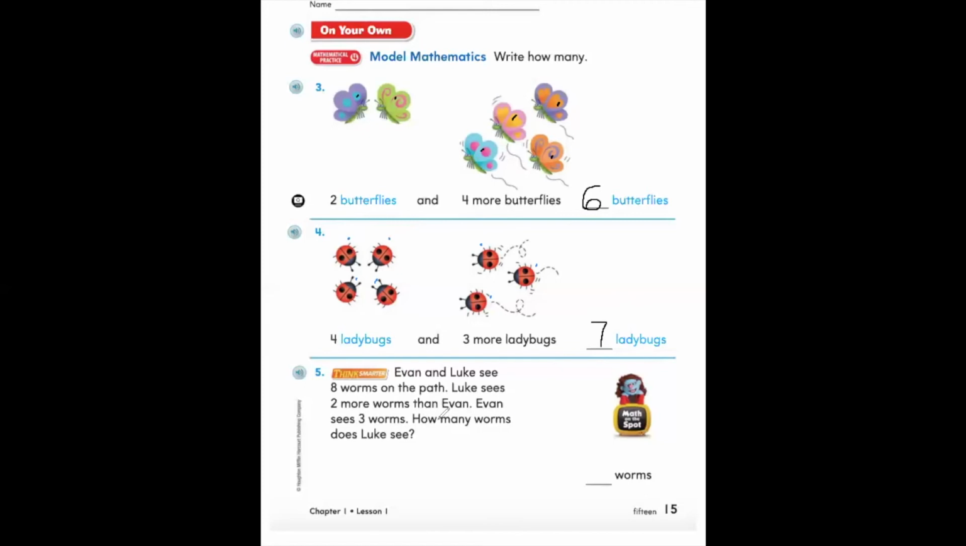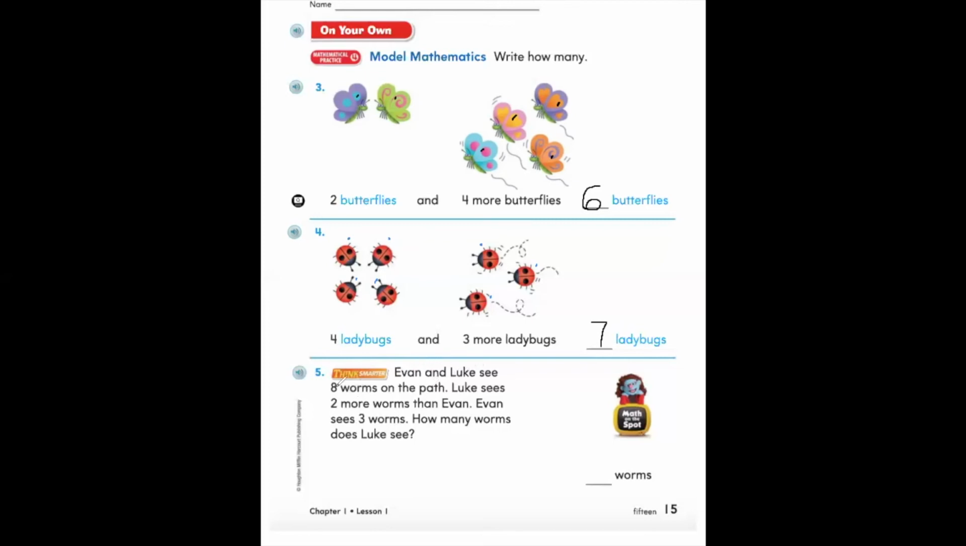Number 5. Number 5 is a word problem. Let's read number 5. Number 5 says, Evan and Luke see 8 worms on the path. Luke sees 2 more worms than Evan. Evan sees 3 worms. How many worms does Luke see? Let's draw a picture to find the sum.